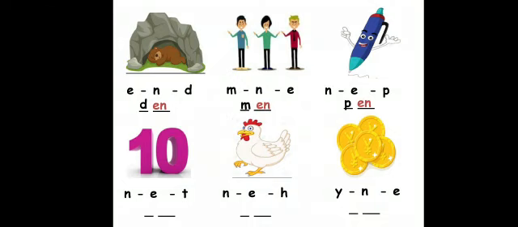We have number 10. Number 10 starts with a T and ends with N. So, ten. Next. We have a hen. Hen starts with H and ends with N. So, hen. Next.